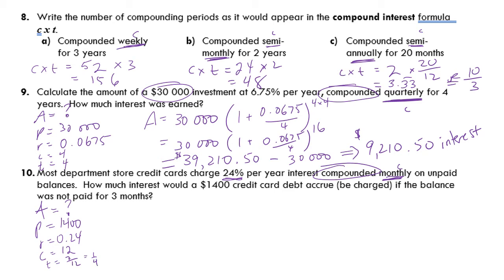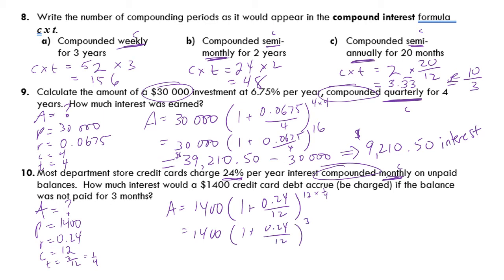So using our formula, A equals 1,400, 1 plus 0.24 divided by 12. And then it's C times T, so it would be 12 times a quarter. Do your exponent first. So 1 plus 0.24 divided by 12. 12 times a quarter is 3. Then enter that just like you see it.